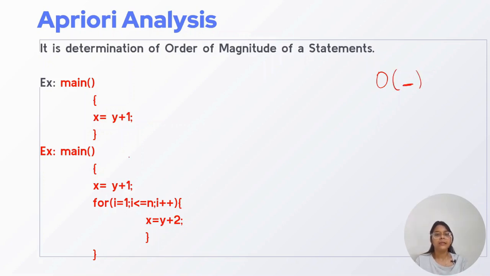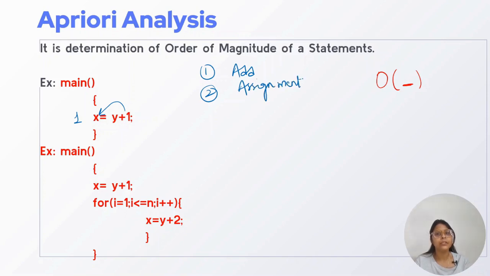Okay, so let's see this example. In the main function you have written one statement, x equals y plus 1. You can easily see that it involves a basic operation, the plus operator, and then the value of y plus 1 is assigned to your variable x. It means two basic operations are happening: one is integer addition, and the second is the assignment.